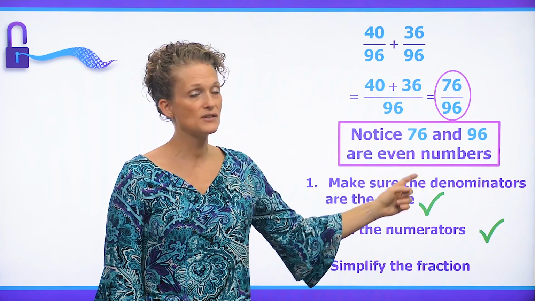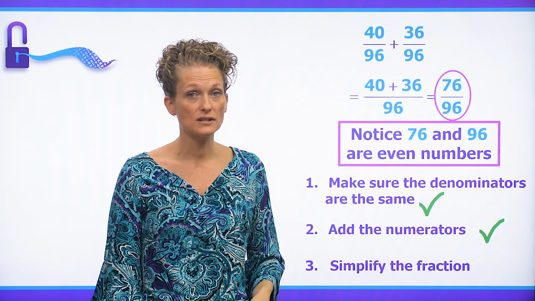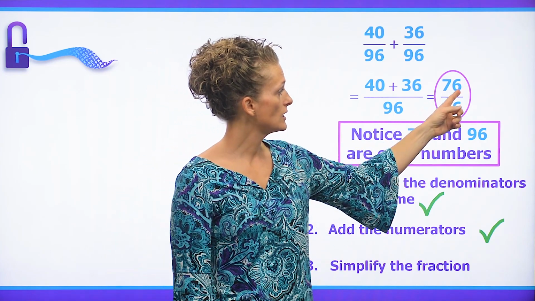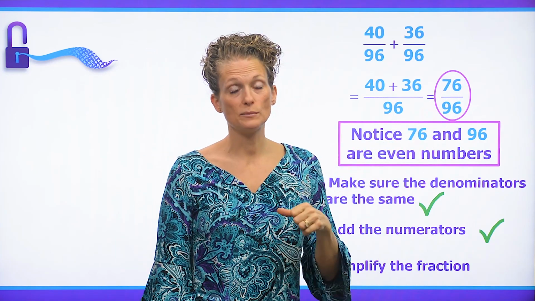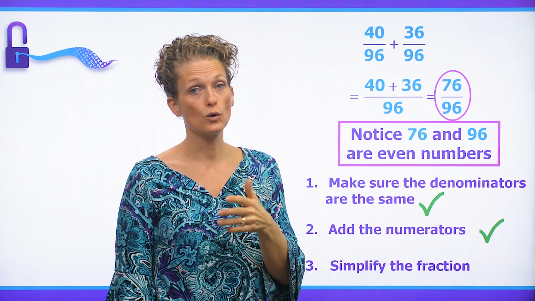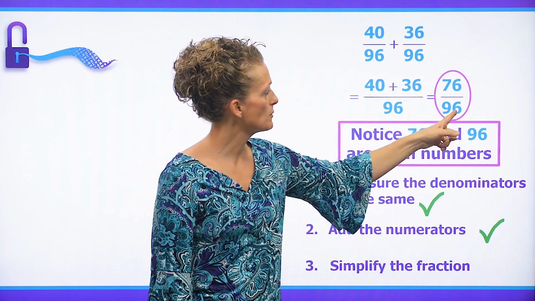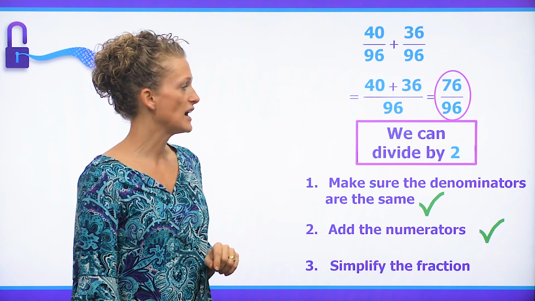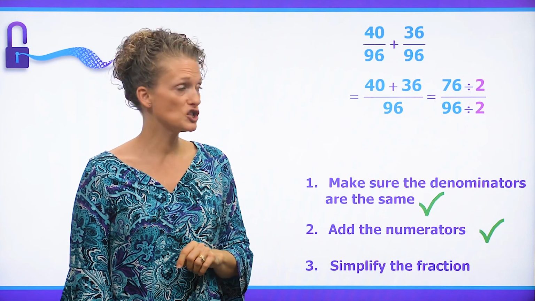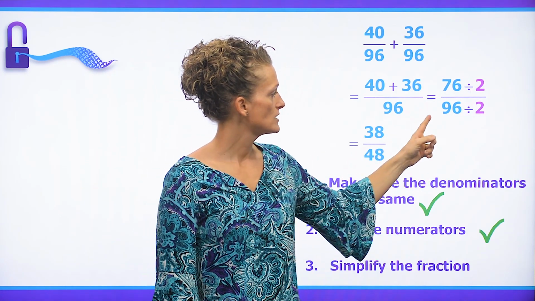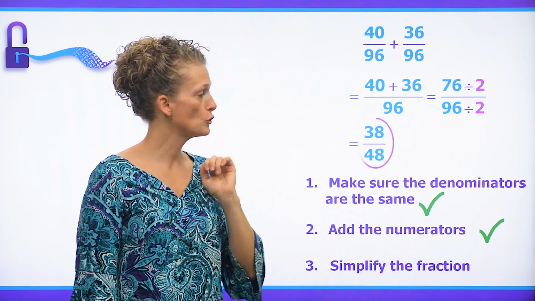Now, notice that 76 and 96 are even numbers. So remember, even means that the last digit is going to be a 0, a 2, 4, 6, or an 8. So these both have a 6. So we can divide each one of those numbers by 2. If we divide 76 by 2, we get 38. Divide 96 by 2, and we get 48.